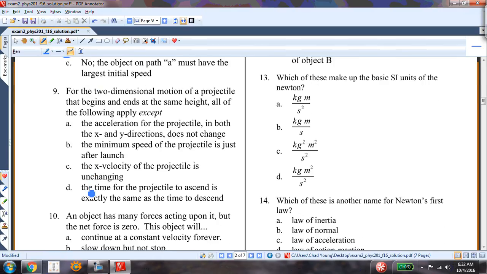So for two-dimensional motion that begins and ends at the same height, all the following apply except, let's see, the acceleration in both the x and y directions does not change. Okay, that is true. Let's look at the others though. The minimum speed of the projectile is just after launch. That's not true. It's actually at the top of the projectile trajectory. The x velocity of the projectile is unchanging. All right, that's true as well. The time for the projectile to ascend is exactly the same as the time to descend. That's true as well. So I'm looking for the things that do not apply, so B is the right answer for 9.